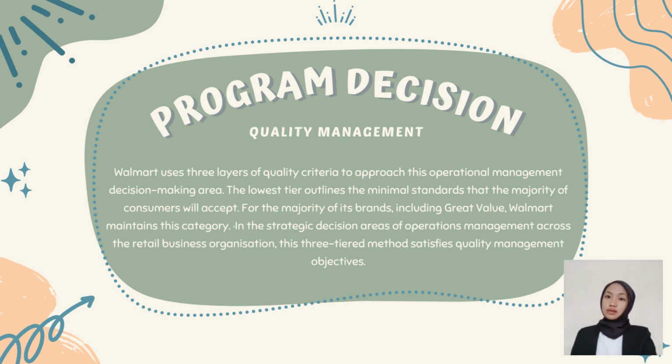The top tier establishes quality standards above the industry benchmark for the retail sector. Only a small portion of Walmart's products, such as those sold under the Sam's Choice brand, are subject to this tier. In this way, strategic decision making and operations management work across the retail business organization. These three-tier methods satisfy quality management's objective. And now I'm passing it to Naim.